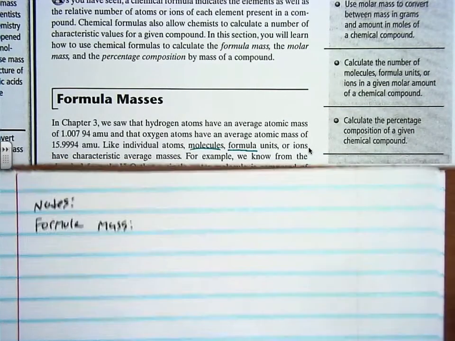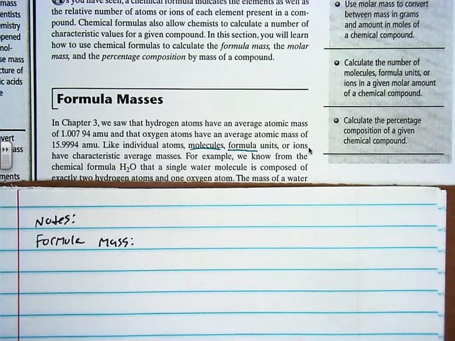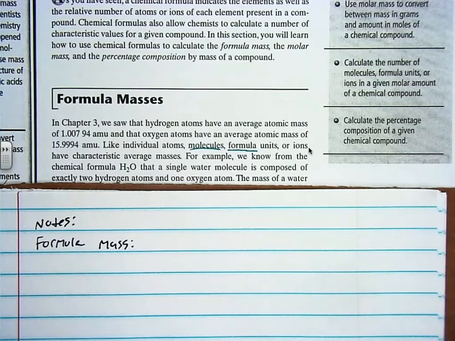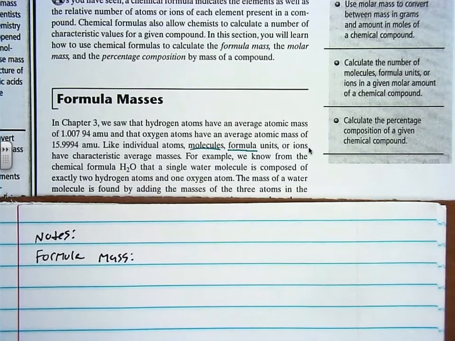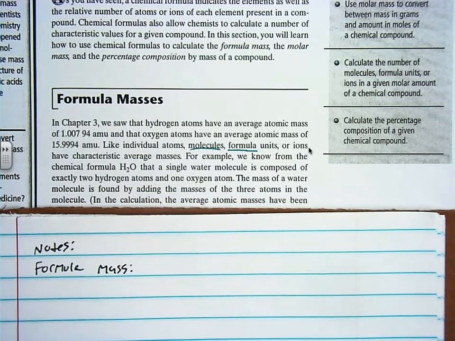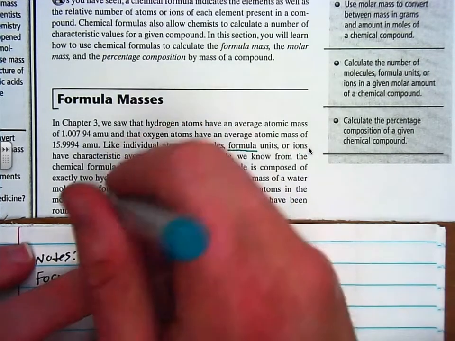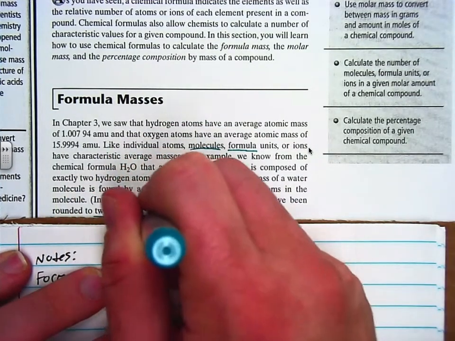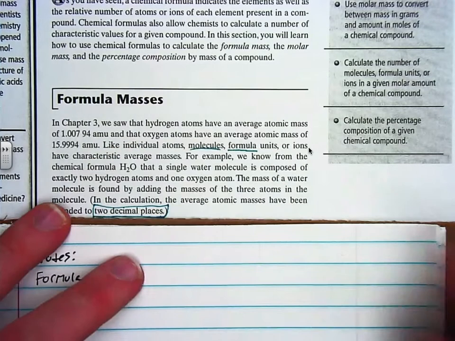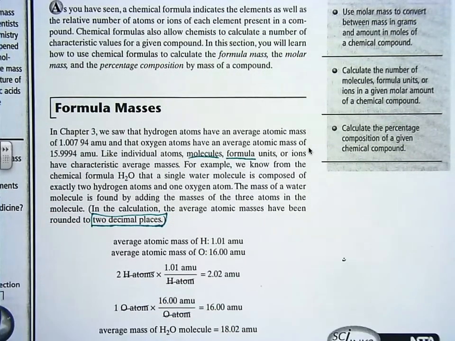For example, we know for the chemical formula H2O that a single water molecule is composed of exactly 2 hydrogen atoms and 1 oxygen atom. The mass of the molecule is found by adding the masses of the 3 atoms in the molecule. In the calculation, the average atomic mass has been rounded to 2 decimal places, and this is important. When you do your homework, I want you to do 2 decimal places. Okay? Let's keep moving.